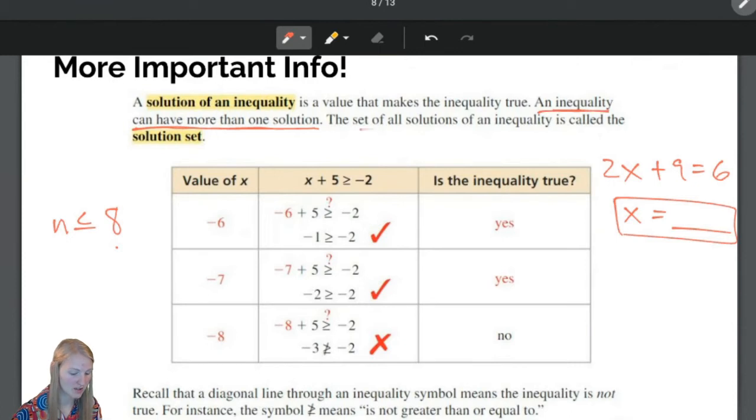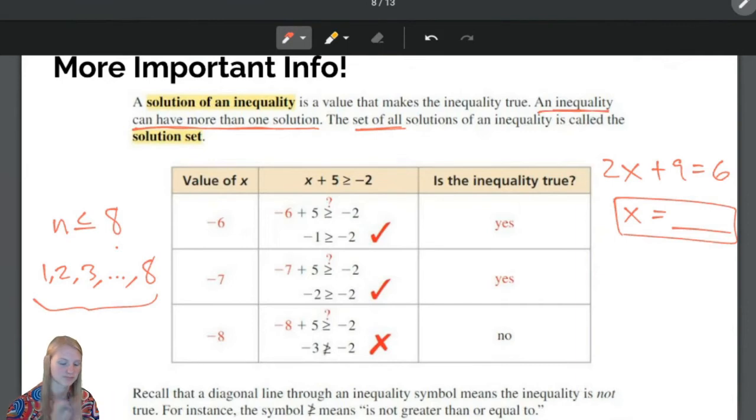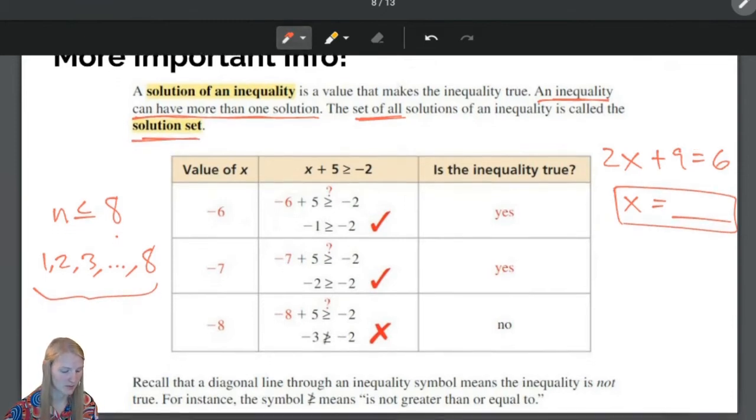So the set of all solutions, and a set is just a collection of something. I have a set of dishes in my cupboard. I have a set of shampoo and conditioner that I use. A set is just a collection of objects. So in our case, a collection of numbers, like we had in the entry task: 1, 2, 3, all the way up to 8. That is a set of numbers. The set of all solutions of an inequality is called the solution set. So we're going to be dealing with solution sets today.